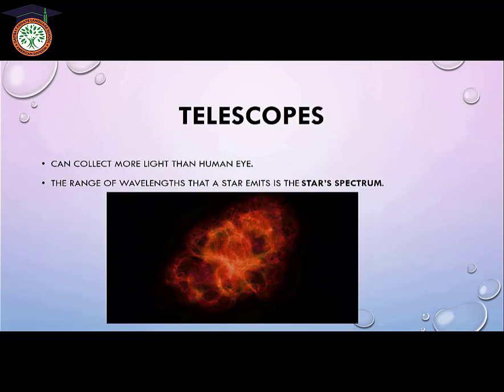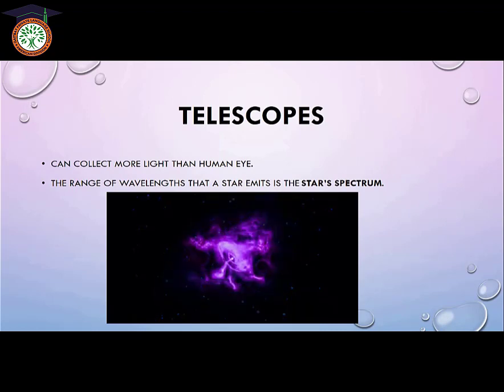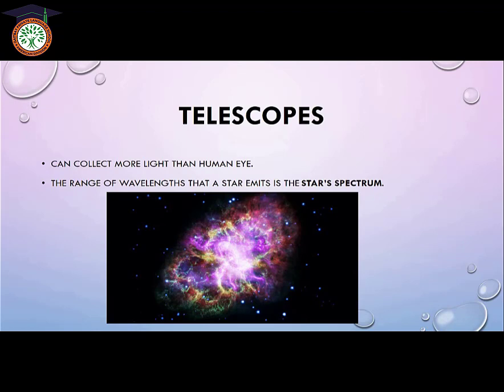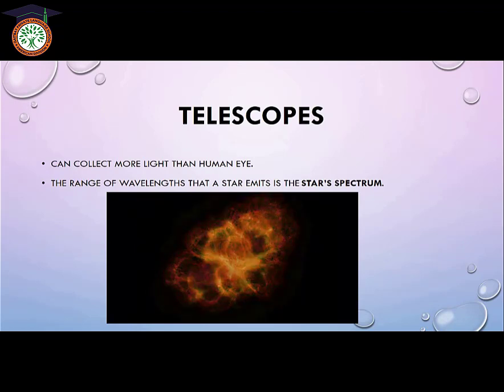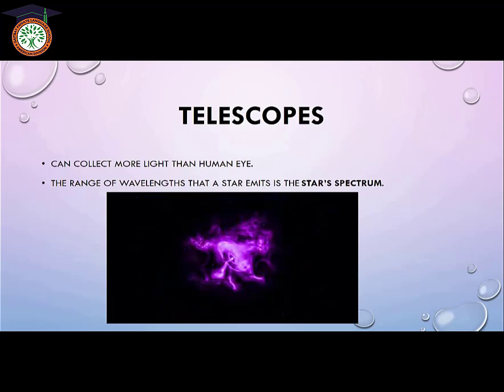What is a telescope? How do we use a telescope? Telescope is used because they collect more light than the human eye. Okay, the range of wavelengths that a star emits is called the star's spectrum.